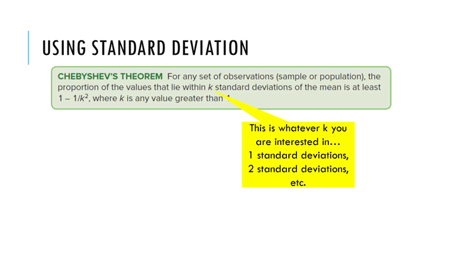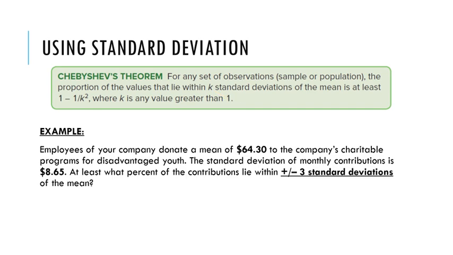This still might be confusing. How do we solve that problem? We do a numerical example. Let's say that the employees of your company donate with each paycheck, and they donate a mean of $64.30. Wow, gosh, my brain's not working.